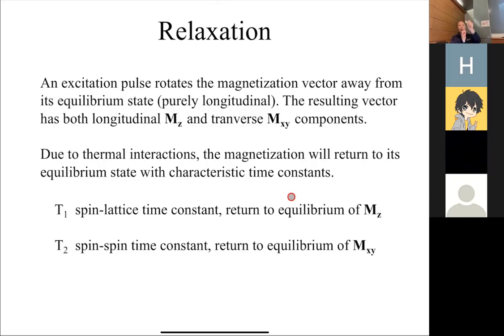These two things, this growing and this dying away, are related, but not the same. They actually have different time constants. So it's not as if one shrinks and one grows at the same time. The transverse component will tend to shrink faster than the longitudinal component grows back in most tissues. But they're both a return to equilibrium. The equilibrium state is where we have some M0 component, which is the initial value of the magnetization, and a zero transverse component.